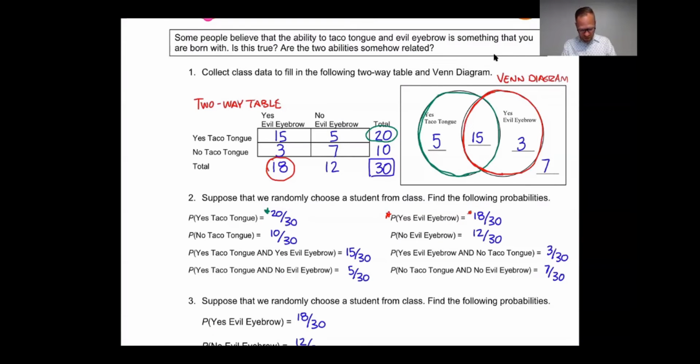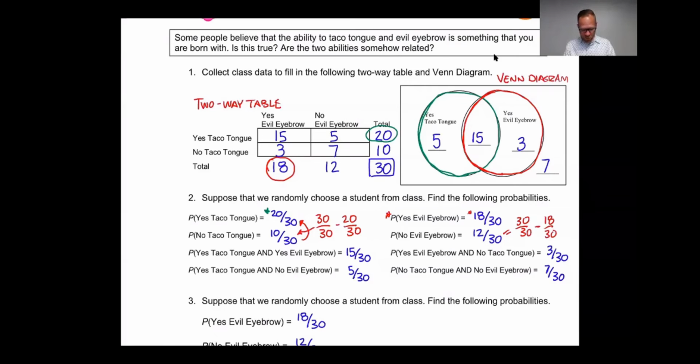Now the next one, no taco tongue, of course, is just the complement of this. So really you're doing 30 out of 30 minus 20 out of 30. That's the remaining 10, and that would give you your 10 out of 30. And same thing over here, you could do 30 out of 30 minus 18 out of 30, and that's going to give you the probability of no evil eyebrow as 12 out of 30.